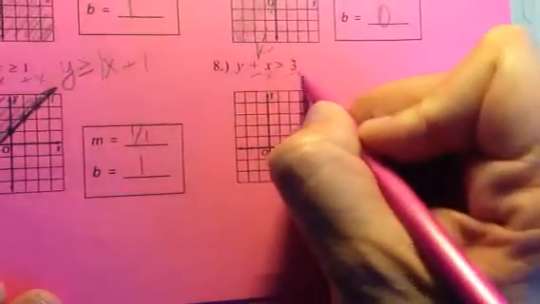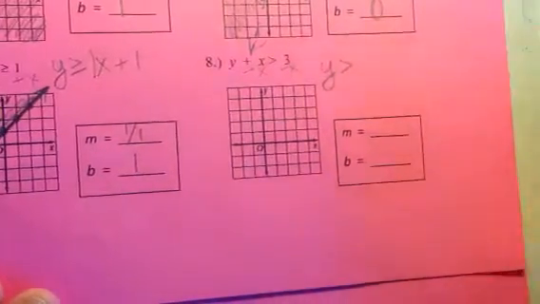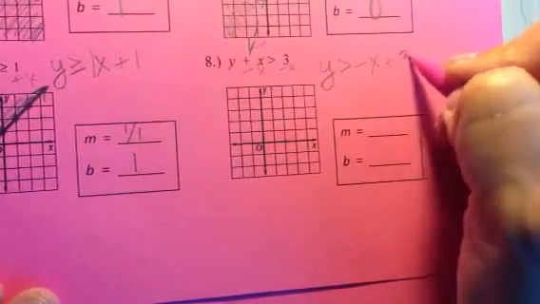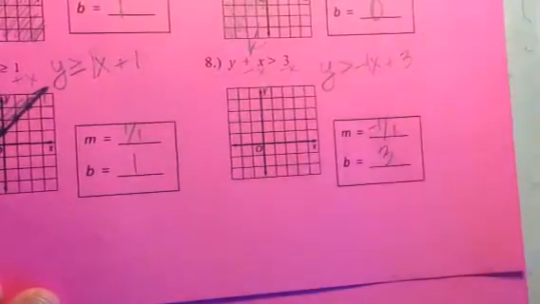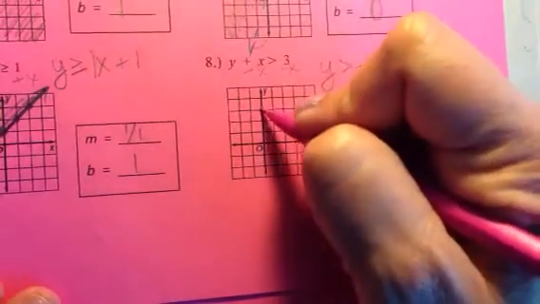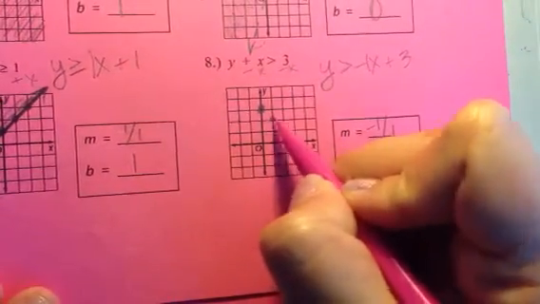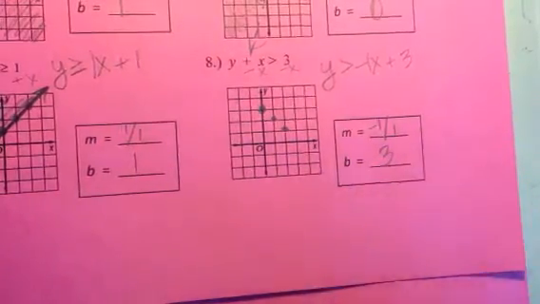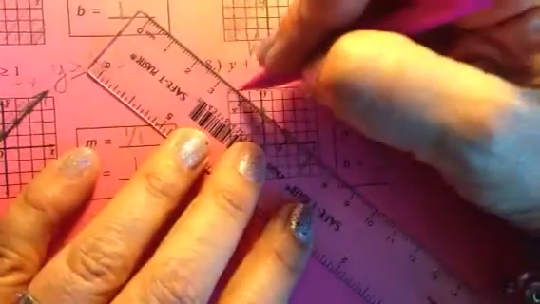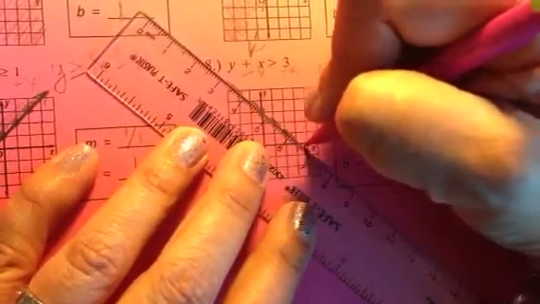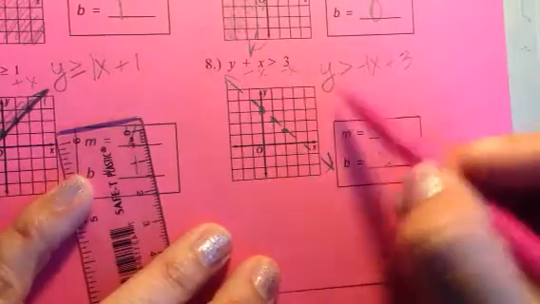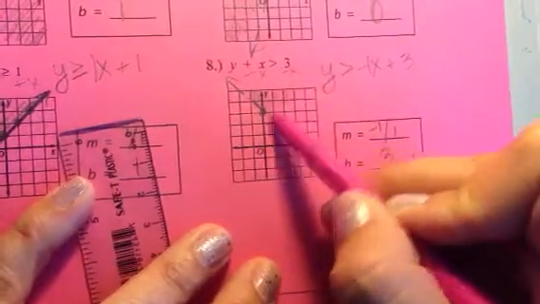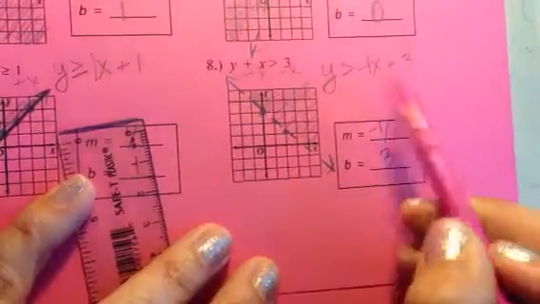In number 8, similar to 7, I've got to get y alone. I'm going to subtract x from both sides and find out that y is greater than negative x plus 3. My y-intercept is going to be 3. My slope is negative 1. I'll write it as negative 1 over 1. Starting at 3 on the y-axis, down 1, right 1, down 1, right 1. I could follow that pattern. I'm going to have a dashed boundary line because it's strictly greater than. After I draw my dashed boundary line, I want to shade for values of y that are greater than my y-intercept of 3.